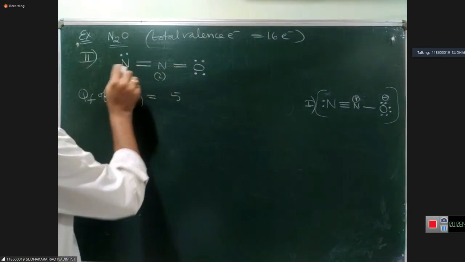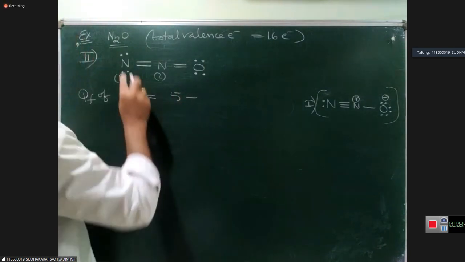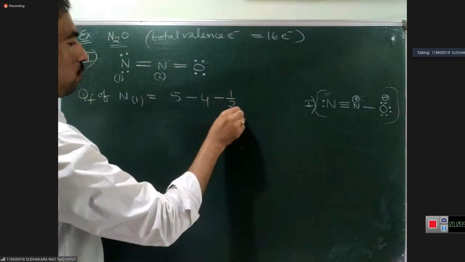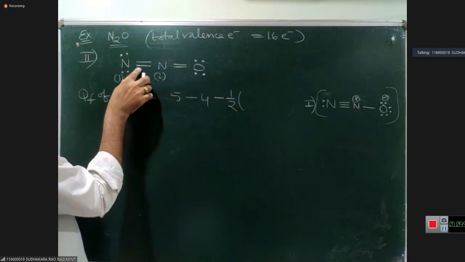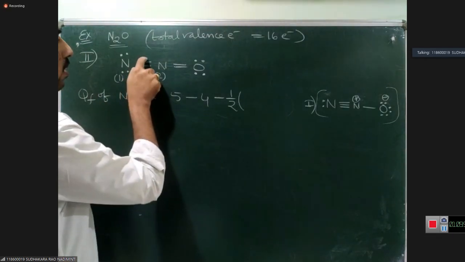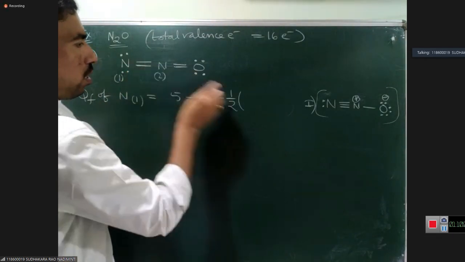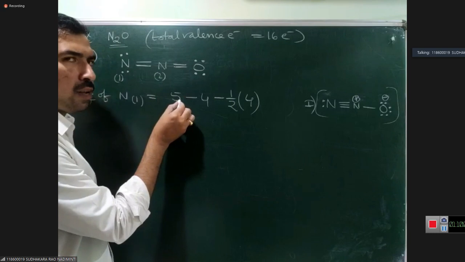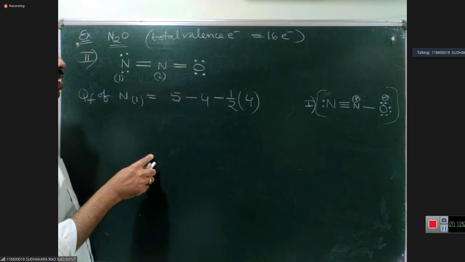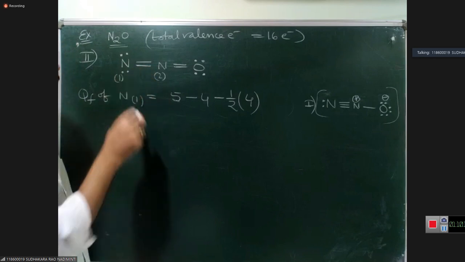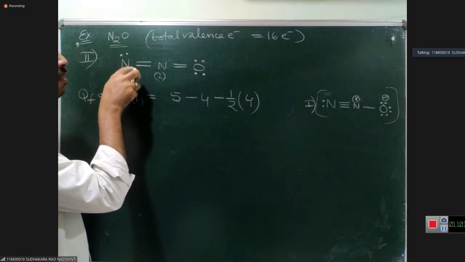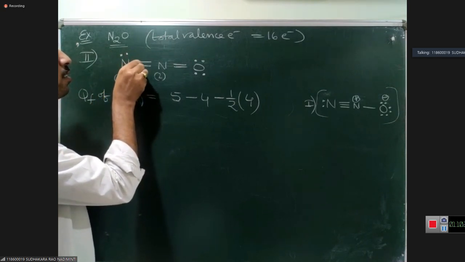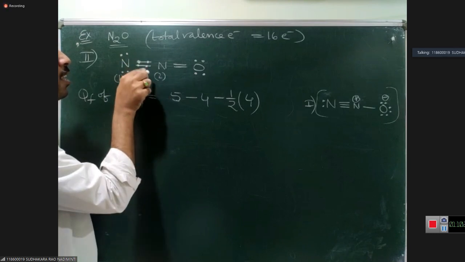How much? When it is present in the free state, 5 minus number of electrons as a lone pair, 1, 2, 3, 4, 4 electrons, minus half into number of electrons present as a bond pair. 2 bonds means 4 electrons. When it is not present in bonding, it will contain 5 electrons. Now in this Lewis structure, how many electrons are assigned? Lone pairs completely belong to nitrogen, so 1, 2, 3, 4. 2 bond pairs means 2 electrons are assigned to nitrogen.